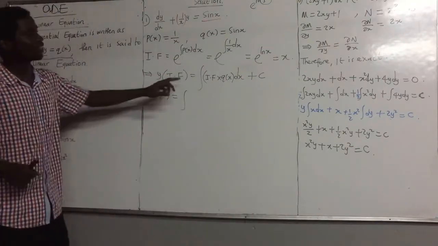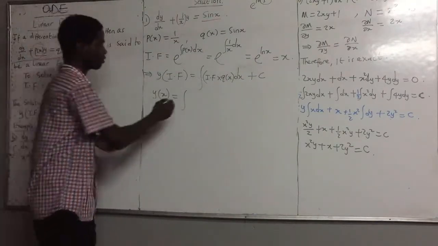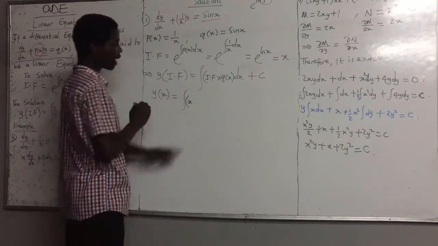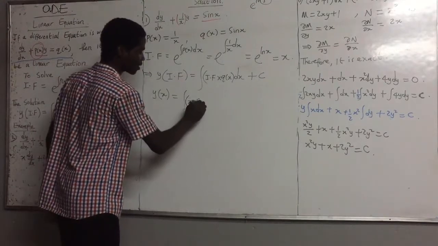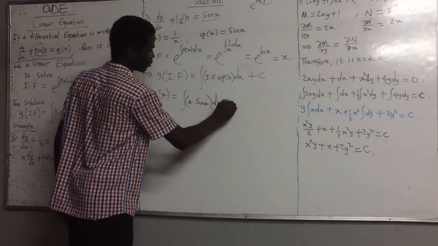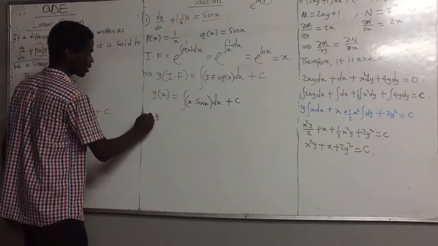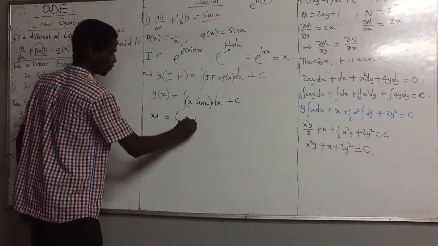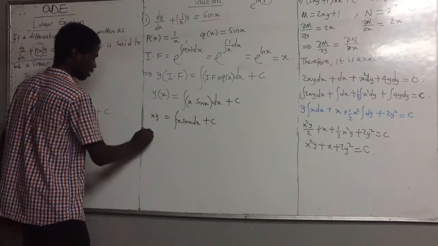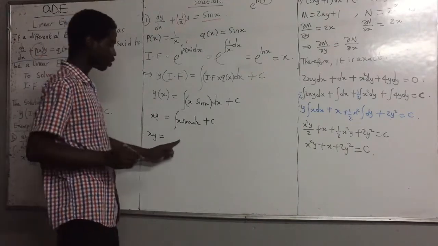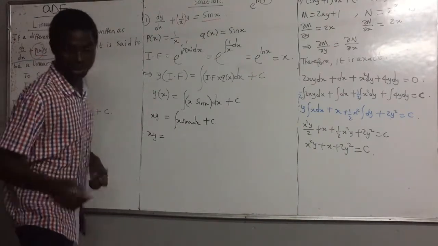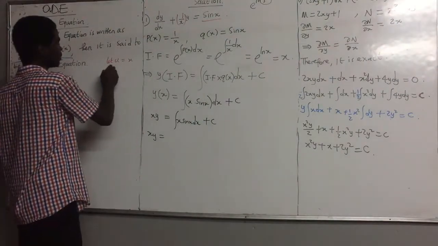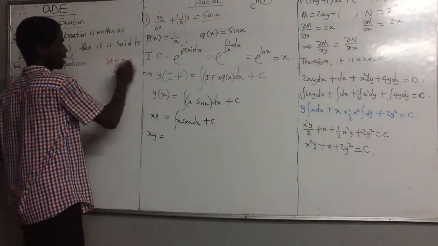Now what is the integrating factor? x. I have an open bracket. The integrating factor x multiplied by q of x, which is sin x, dx plus c. So y times x is xy, and that is equal to the integral of x sin x dx plus c. So for this one you will do integration by parts. You will use integration by parts to integrate this. Let u be x and dv be sin x dx. Do you understand?